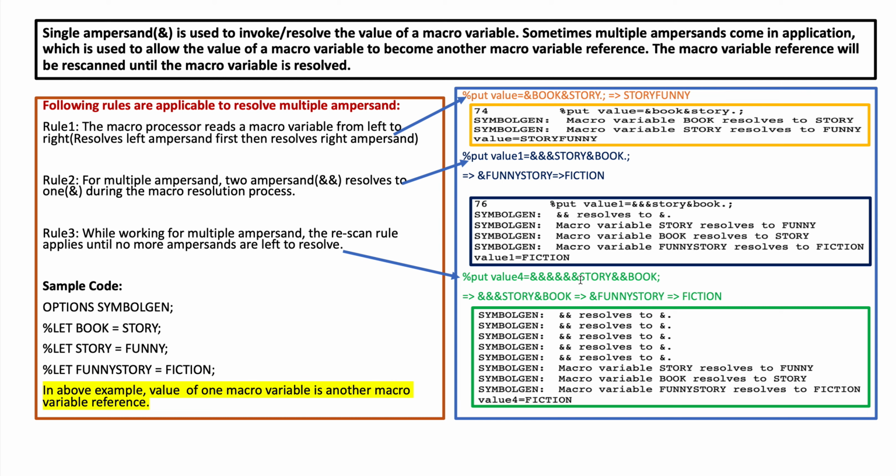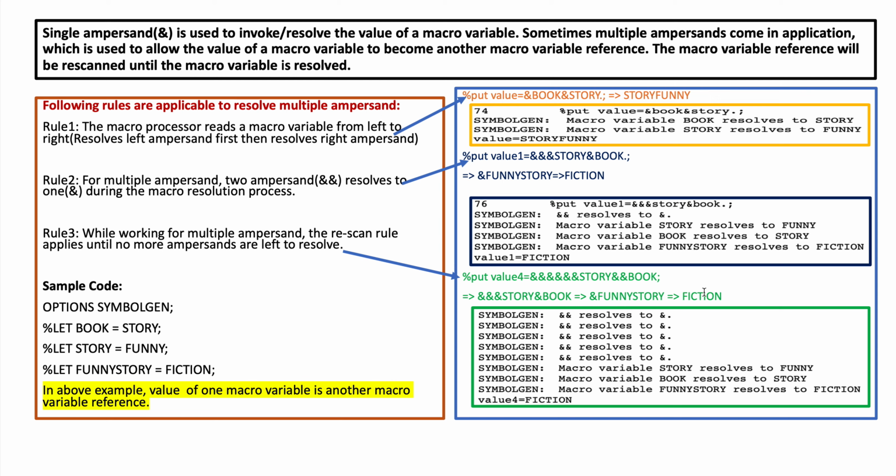First of all, 6 ampersands resolve to 3 ampersands. 1, 2, 3. Because this is an odd number, it will leave one ampersand before story. And 2 ampersands resolve to 1 ampersand and become your book. This is the first step. Then in the next step, 2 ampersands resolve to 1 ampersand. &story resolves to funny. At the same time, &book resolves to story. It became funny story. And in the next iteration, the third iteration, &funnystory finally resolves to fiction.